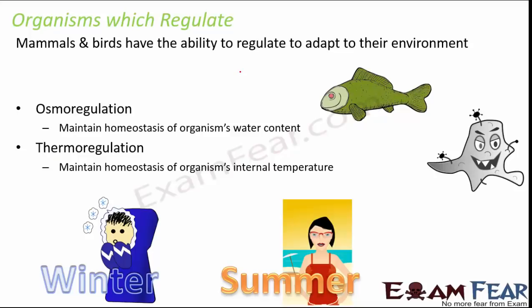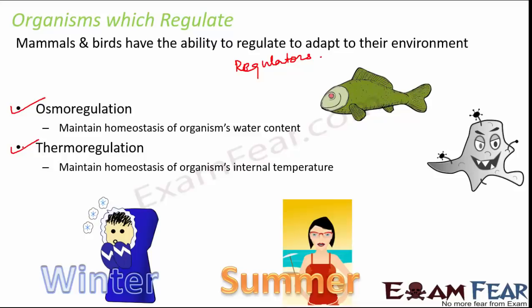Okay, now let's talk about regulators, organisms which regulate. So mammals and birds have the ability to regulate, to adapt to their environment. Now what do we mean by regulate? That means as the environment outside changes, they also regulate the system inside their body to adapt to the environment. That is called regulate. And these types of organisms are called regulators. Now, these organisms can regulate in two ways. One is osmoregulation, the other is thermoregulation.